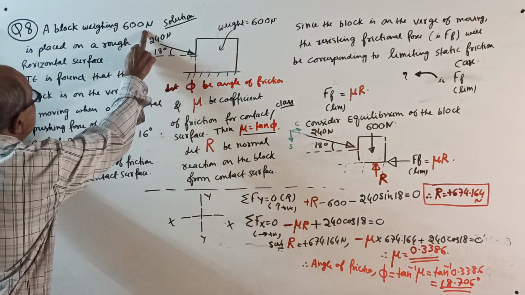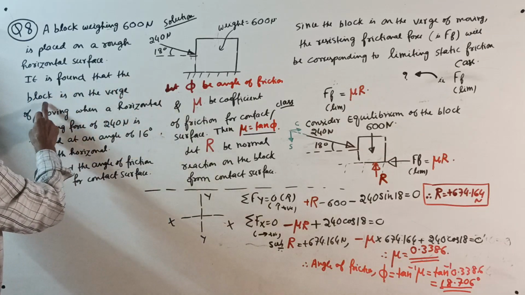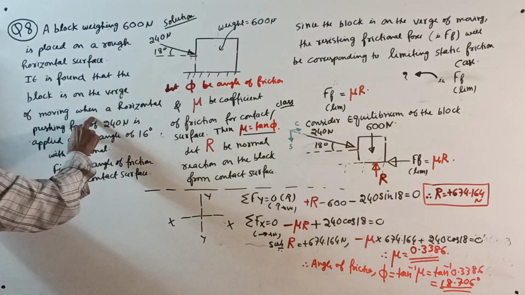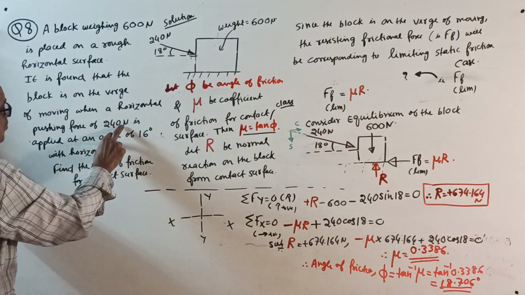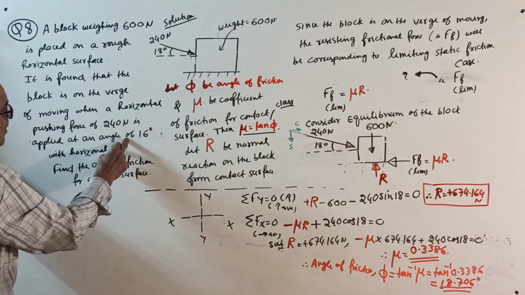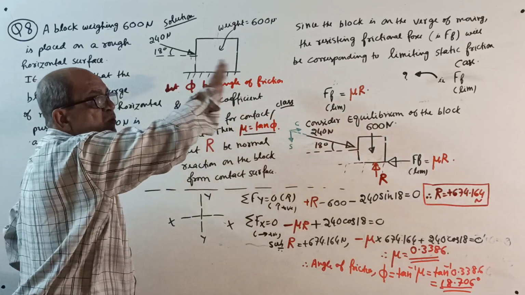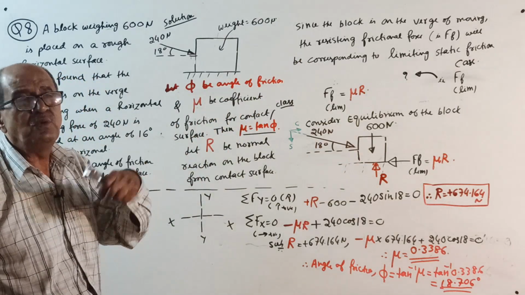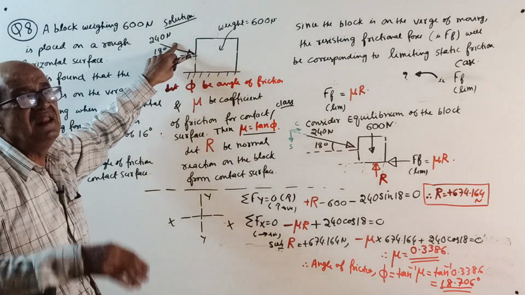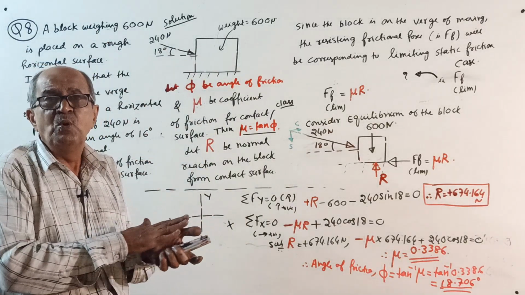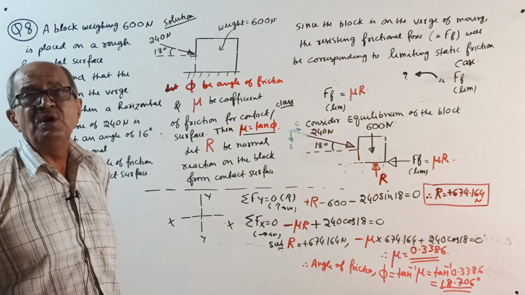A block weighing 600 Newton is placed on a rough horizontal surface. It is found that the block is on the verge of moving when a pushing force of 240 Newton is applied at an angle of 16 degrees with horizontal. In the last question, they applied 240 horizontally and your mu came 0.4. Now you are applying 240 a little inclined. I told you, if you apply an inclined pushing force, the rubbing is more, friction creates more rubbing effect, therefore it is difficult to move.